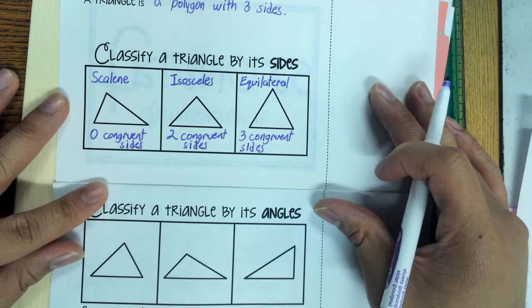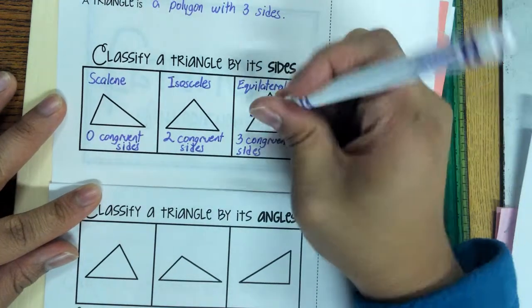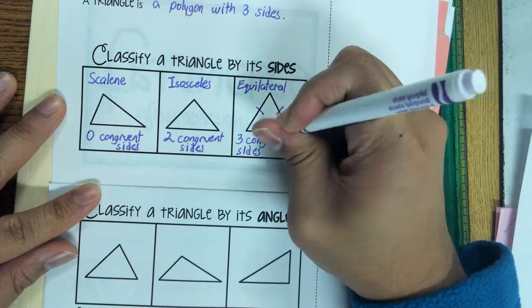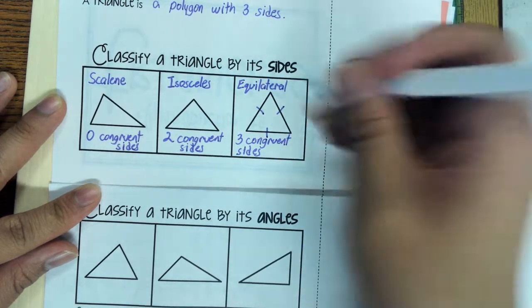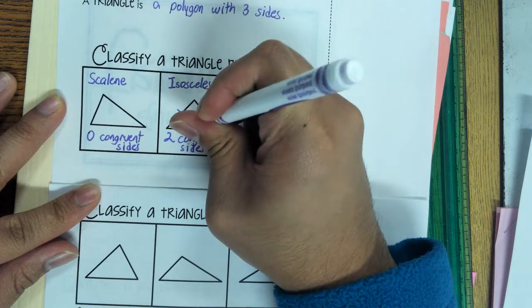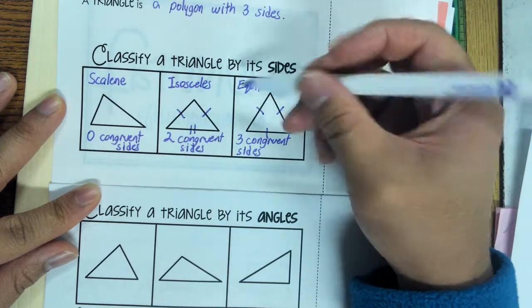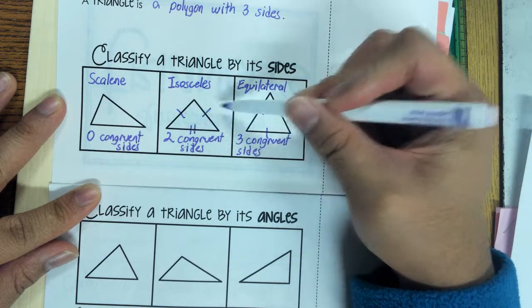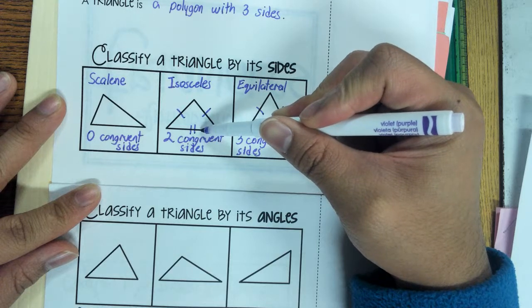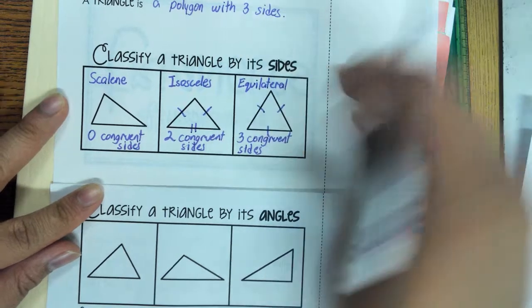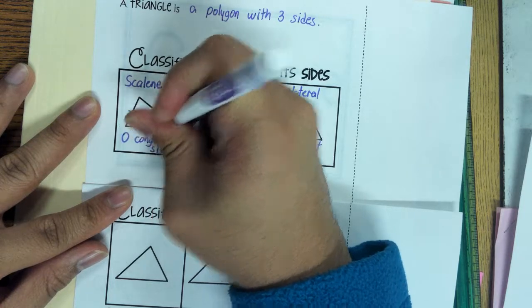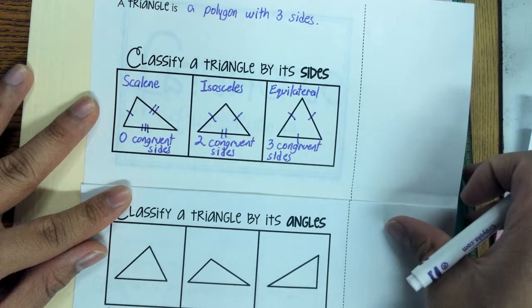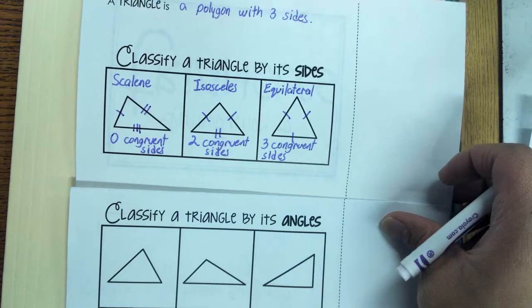Okay. And I'm going to go ahead and use my congruency symbols. For equilateral, these tick marks tell me all 3 sides are congruent. For isosceles, these 2 sides are congruent because the third side has 2 tick marks instead of 1. And for scalene, none of my sides have the same number of tick marks, so they are not congruent.